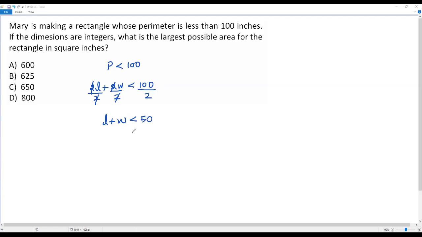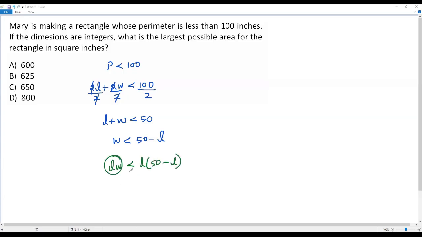Okay, now what we can do is solve for W in this inequality. For that we have to subtract L from both sides. When I subtract L from both sides, I'm getting W less than 50 - L. According to the question, we have to find the largest possible area for the rectangle. We already know the formula to find the area of a rectangle, that is length times width. Since the formula is length times width, I'm going to multiply both sides of this inequality by L, so that I'll be getting length times width on the left side. Let me do it. L times W less than L times (50 - L).